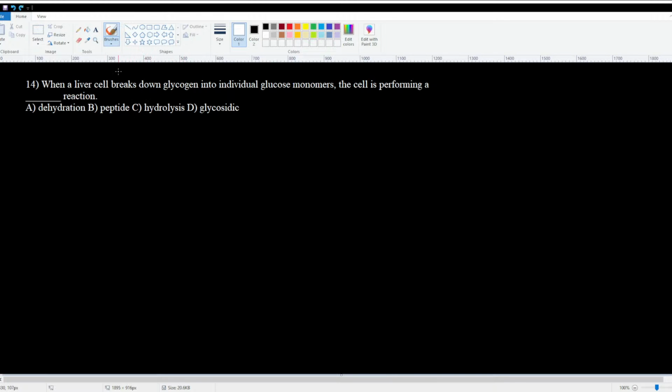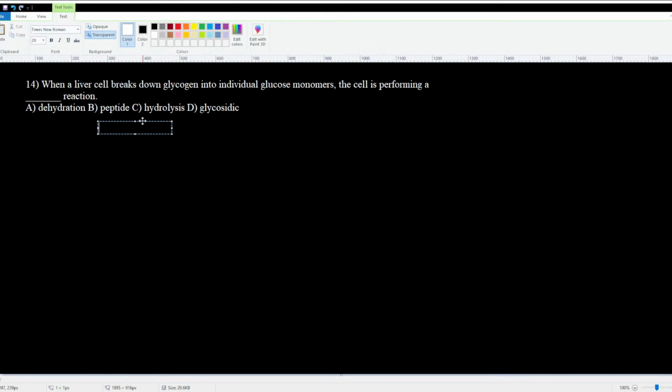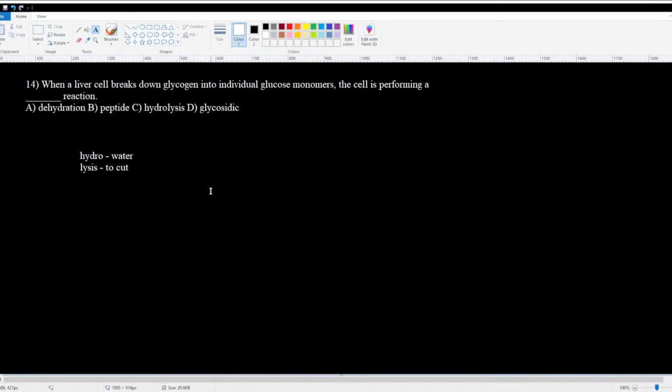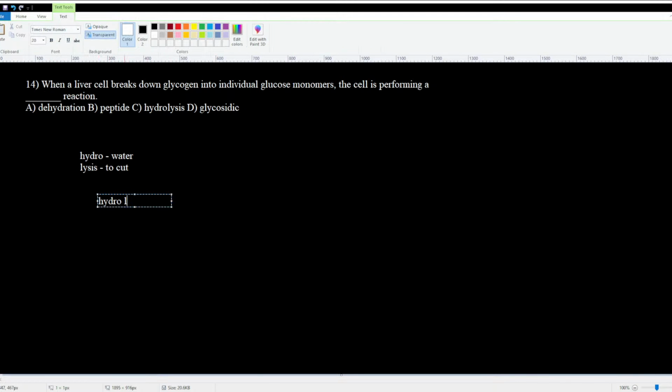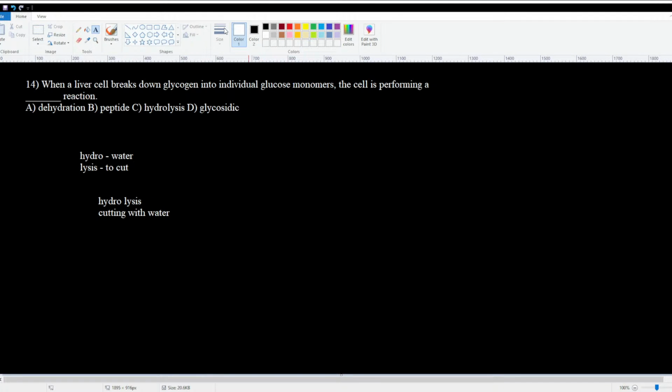So let's have a bit of a lesson in Latin and or Greek. Hydro means water. I'm sure many of you already know that. Lysis means to cut. So putting it together, hydrolysis, cutting with water. That's how you know, right? So what does this mean?